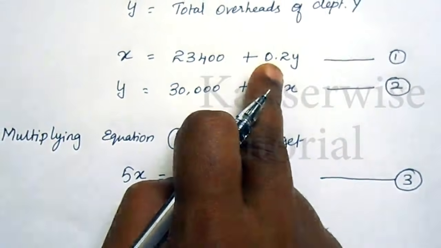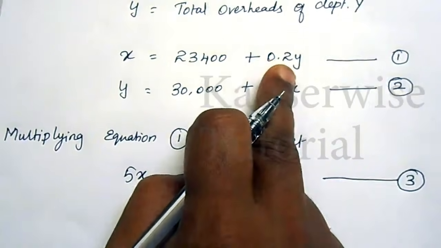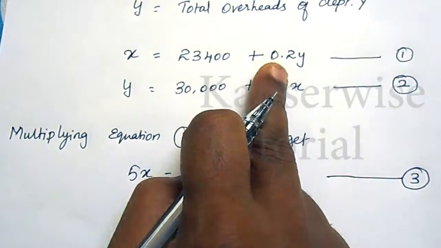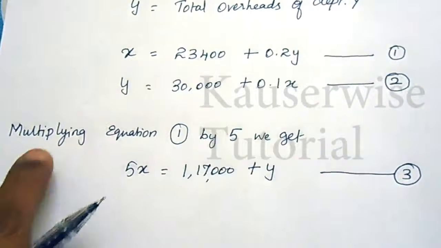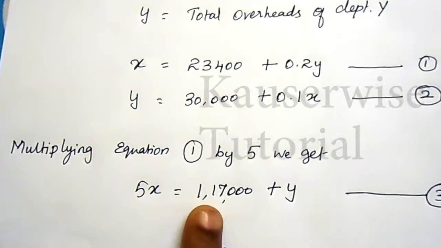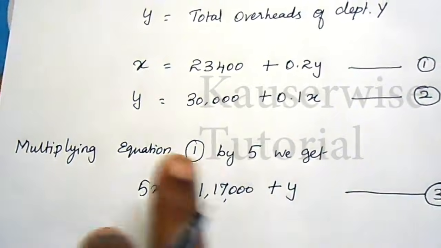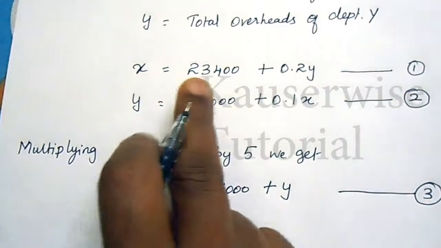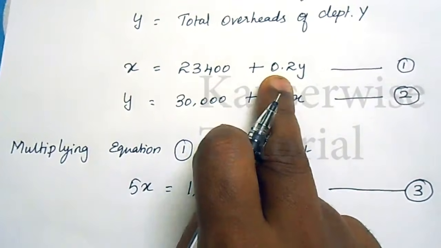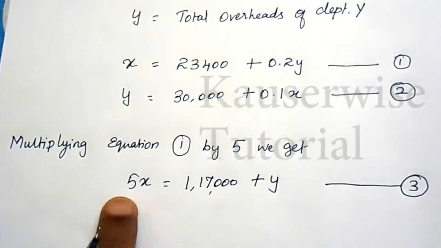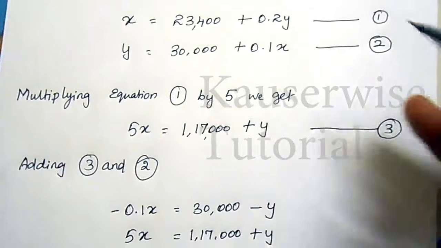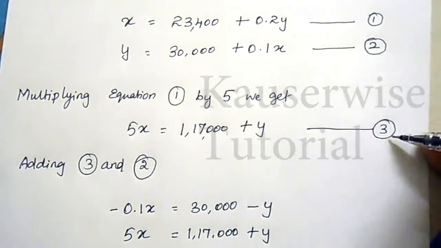Look at the first equation. x is equal to 23,400 plus 0.2y. So first you need to convert this 0.2 into a whole number. For that you need to multiply by 5. So 5 into 0.2 is equal to 1y. So first we need to multiply equation 1 by 5. We get 5x is equal to 1,17,000 plus y. That is, 5 into x, 5x; 5 into 23,400 is equal to 1,17,000; and 5 into 0.2y is equal to 1y. So we have got the third equation by multiplying by 5. The next step is to add equation number 2 and equation number 3.